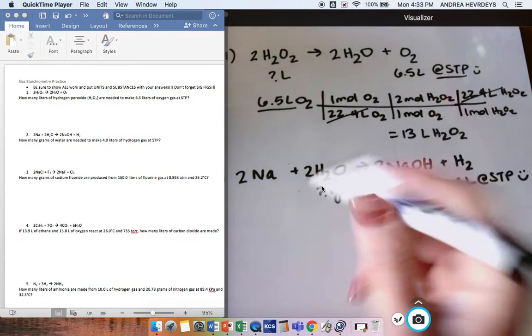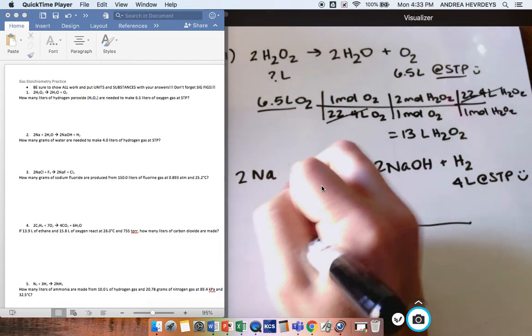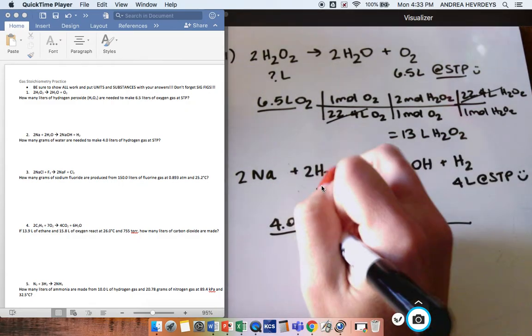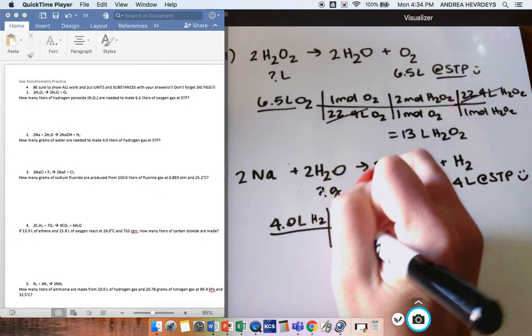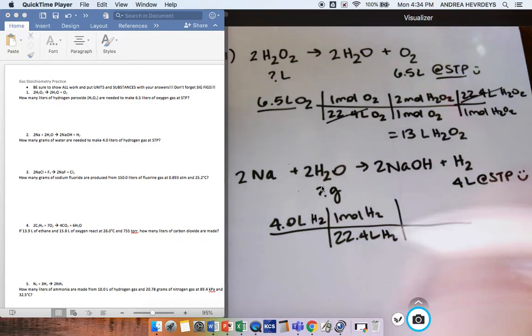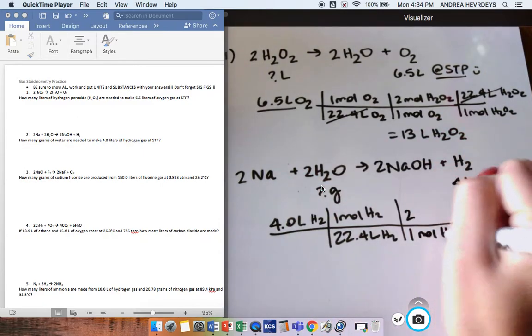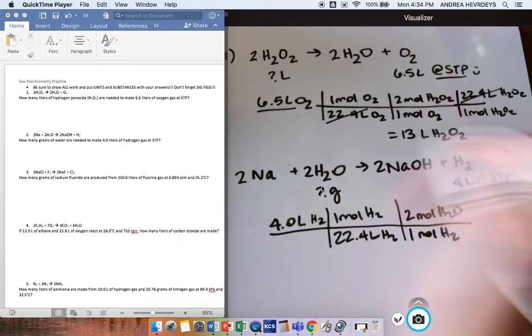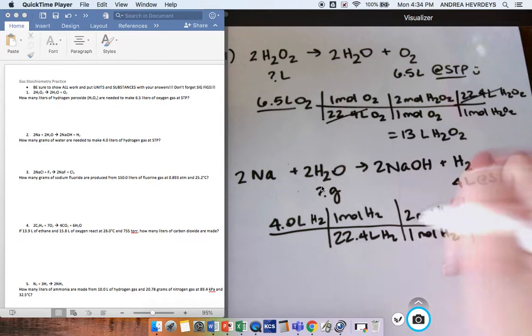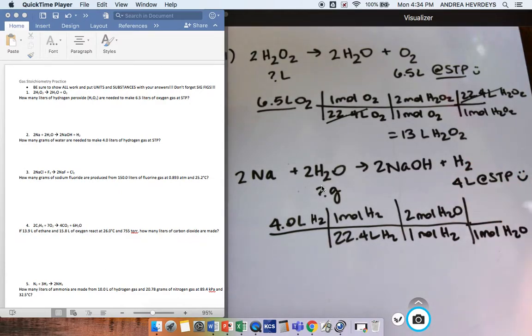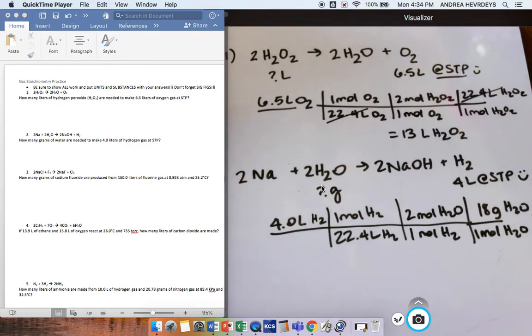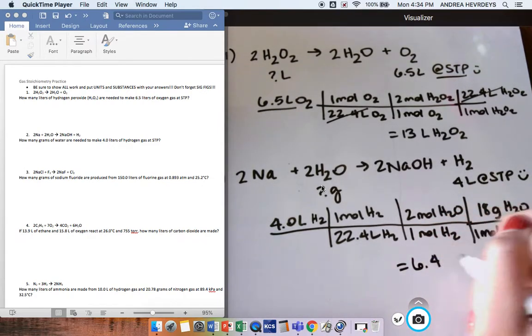So grams of water, again, this is going to be a nice, simple T-chart. Let's not lose our sig figs there. 4 liters of hydrogen gas will get converted to moles of hydrogen gas. At STP, we can just divide by 22.4. They're in a 1 to 2 mole ratio of hydrogen gas to water, making sure we keep our substances straight so we know where that goes. And then every mole of water weighs 18 grams. 18 grams per mole. So then 4 divided by 22.4 times 2 times 18, that's going to make 6.4 grams of water in question number 2.